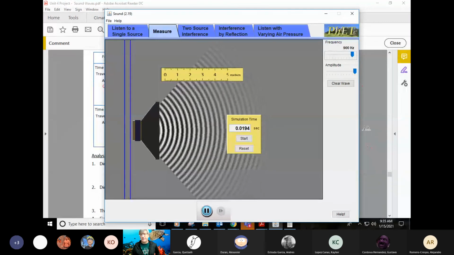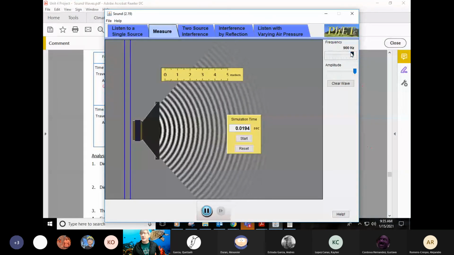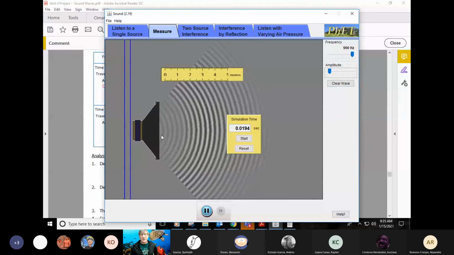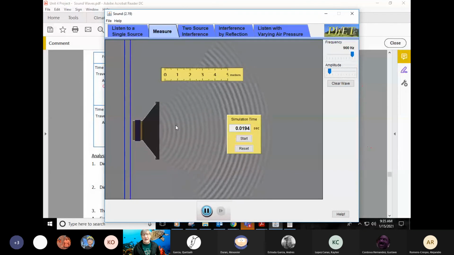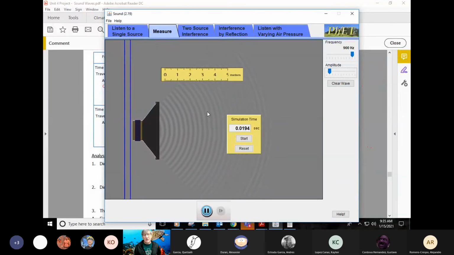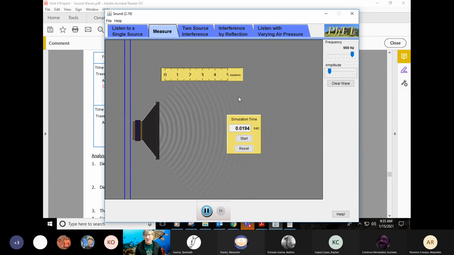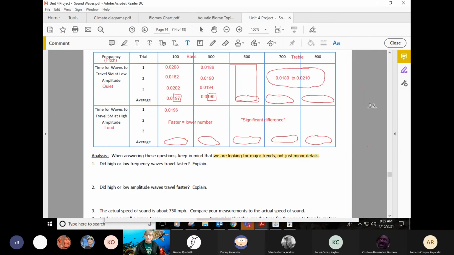And the same thing was true for loud and quiet. It doesn't matter if it's loud. When I drag my cursor along with the wave, it's moving at about the same speed, whether it's loud or quiet. It's moving along at the same speed. So hopefully you use this phrase, significant difference, to explain your answer between pitch and volume and how fast they move through air.